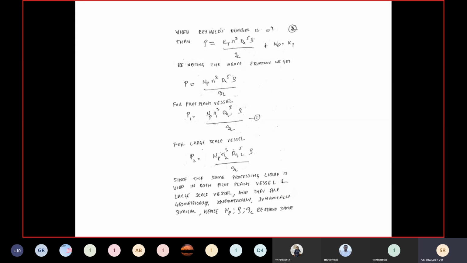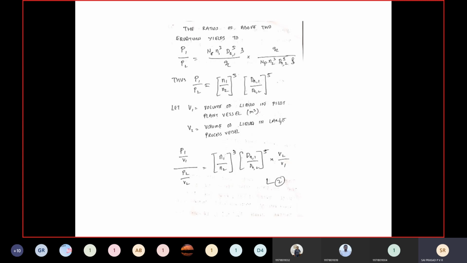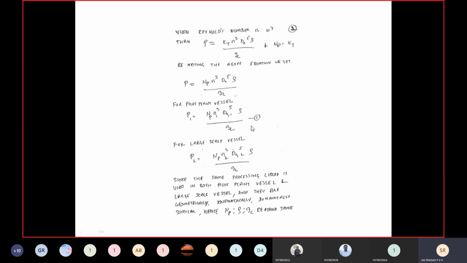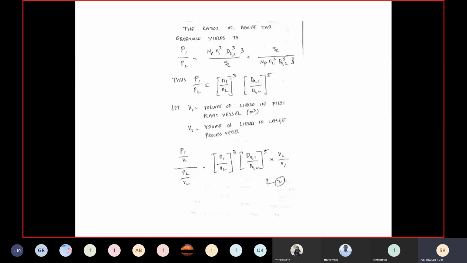So you have an equation for P1 and P2. Since the processing liquid is used in both the pilot plant vessel and the large process vessel, and they are geometrically, kinematically and dynamically similar, without any hesitation we write Np, rho and Gc remain the same in the equation. So if you take the ratio of these two equations, what will happen? Now it is purely maths. So here you will have P1 by P2 is equal to this formula, I have written it. Some factors will get cancelled and finally P1 by P2 is equal to N1 by N2 raised to 3, dA1 by dA2 raised to 5. This is what we are going to get. This is purely math.